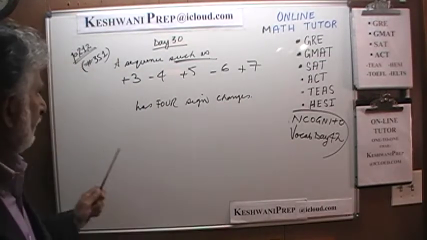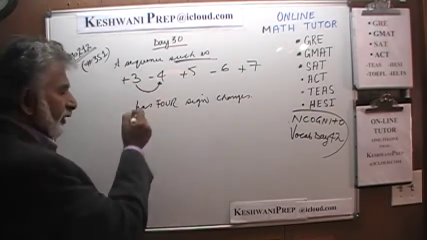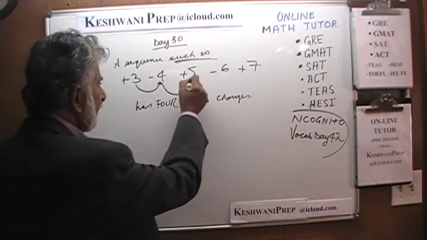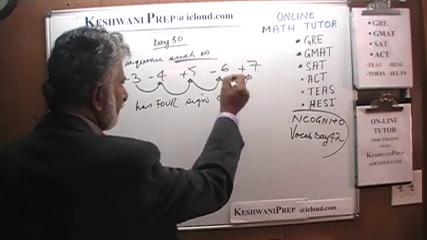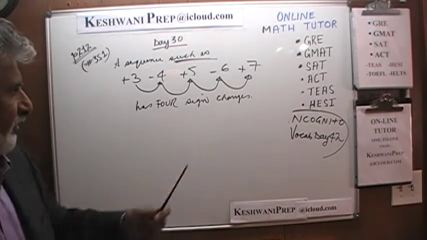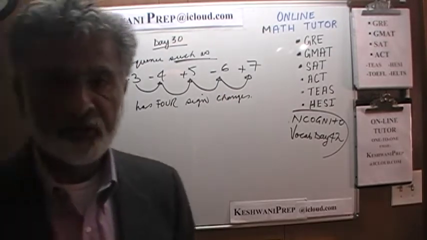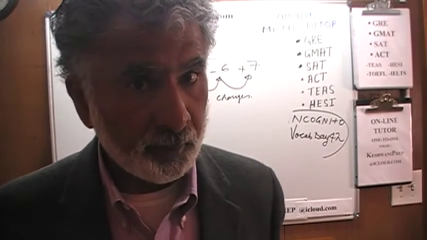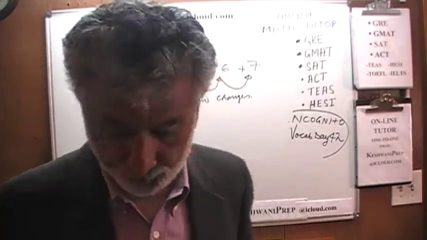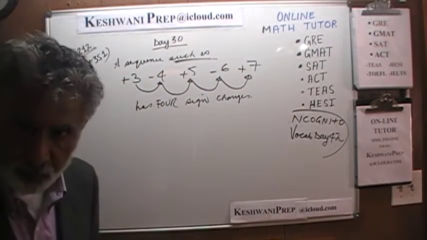For example, it goes from positive to negative, that's one sign change. Negative to positive, that's another one. Positive to negative, that's a third one. Negative to positive, a fourth one. It says a sequence such as this one has four sign changes. Now, I don't know about you, but it was earth-shattering news to me. Enough of that. So we know obviously what a sign change is.